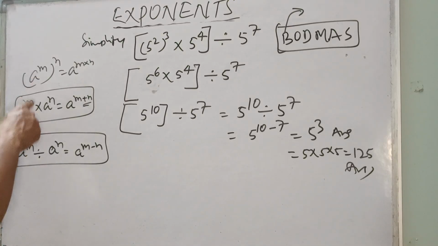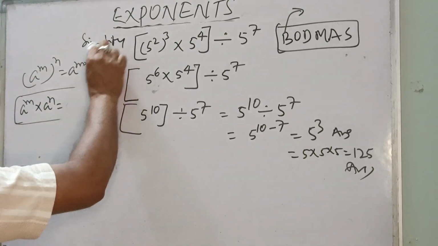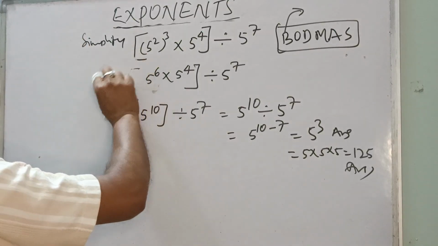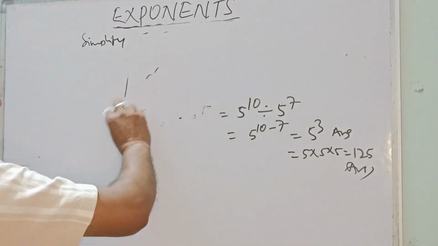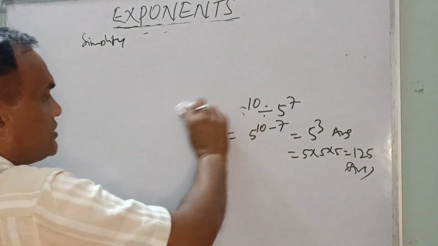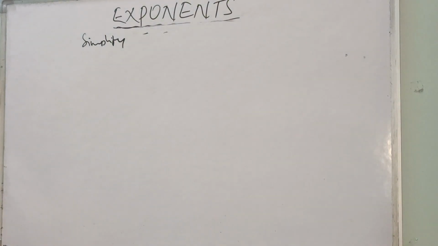In this question we have followed the three laws, and now we'll see another example, right? Simplify, because we are going to simplify another question. This is a very small question, a multiple choice question. Many multiple choice questions are asked from this chapter.